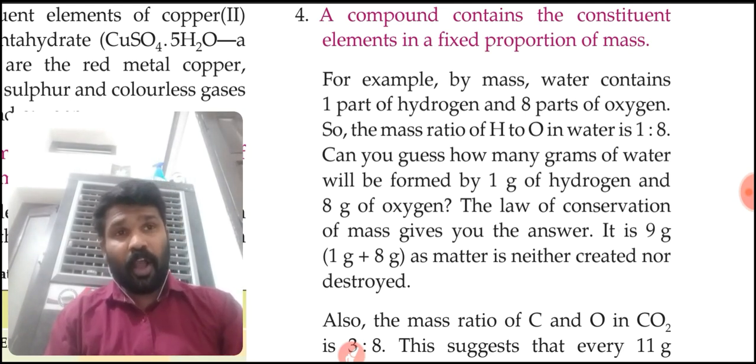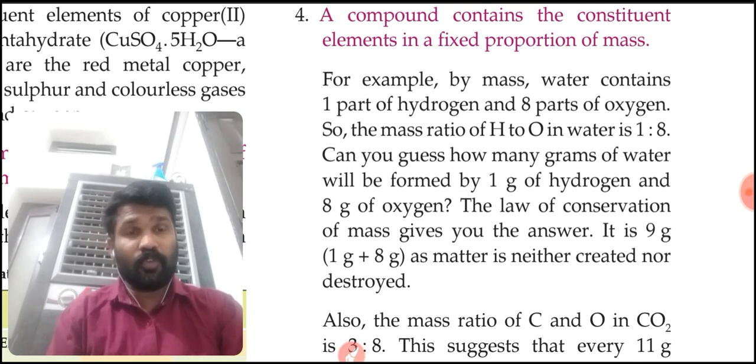Can you guess how many grams of water will be formed by 1 gram of hydrogen and 8 grams of oxygen? The law of conservation of mass gives you the answer. It is 9 grams. 1 gram plus 8 grams gives 9 grams of water. The law of conservation means matter is neither created nor destroyed.